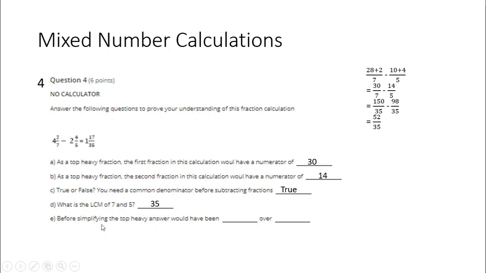So before simplifying the top-heavy answer, this is my top-heavy fraction now, and it's 52 over 35. Then I can simplify that, and I can say how many 35s go into 52. I can fit one of them, because 2 would be too many. 2 times 35 is 70, so there's one 35 in 52. And then there's 17 left over, because to make 52, I need that full 35 plus 17 to make 52.